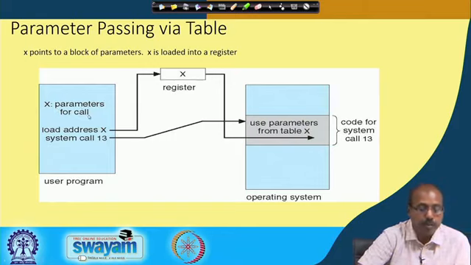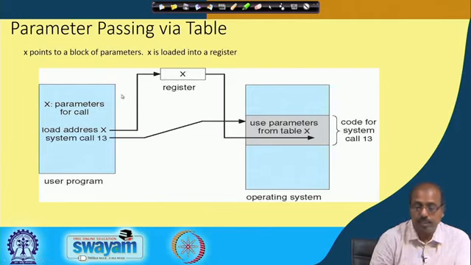We have a number of parameters to pass, and those parameters are loaded into some memory locations. Then we load the address x for the system call. This is system call 13 that the program is going to make. So, x is loaded onto a register, and that is passed on. This x is actually an address register that holds the address of the block of parameters that we have in the system for this particular call.